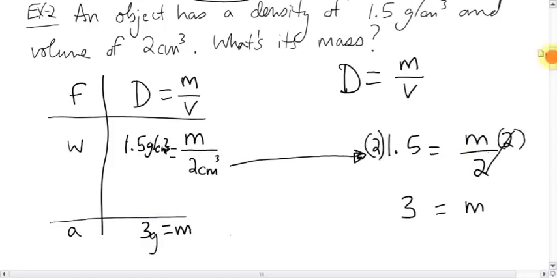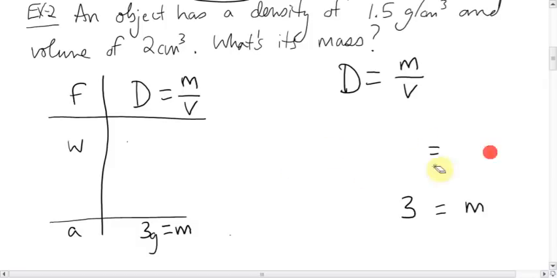Okay, let's take a look at a different way of doing this same question, which you might like better. You pick and choose which method you like. You already know the answer is 3. It's going to show you a different method of how to get that. So we could first sub in the numbers and then rearrange, or we could rearrange first and then sub in the numbers. So here's our formula.